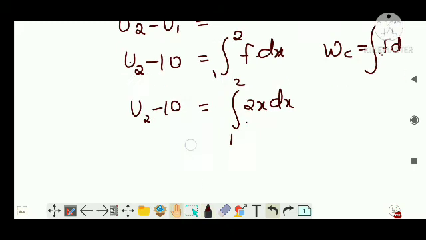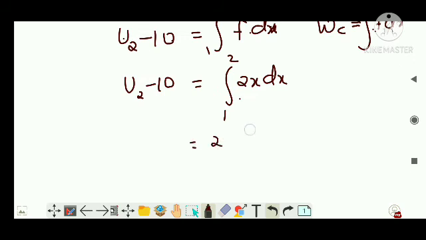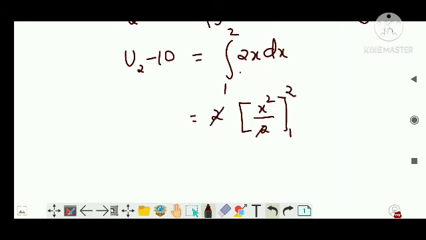Now integrate this one. 2 is constant. Integrating x, it is x squared by 2, upper limit, lower limit. Then 2 cancels out. Put the upper limit here, so it becomes 2 squared minus lower limit 1 squared. That 2 squared minus 1 squared is 3, 4 minus 1 is 3. So I can write U2.